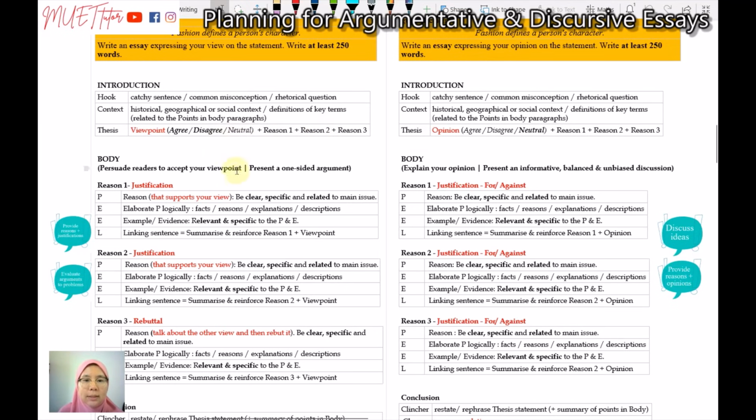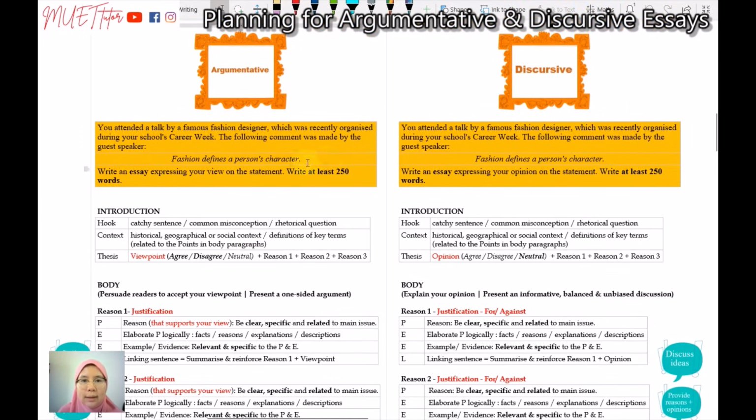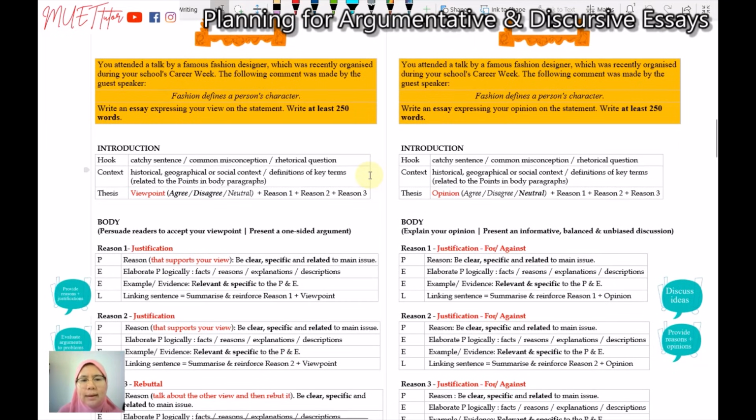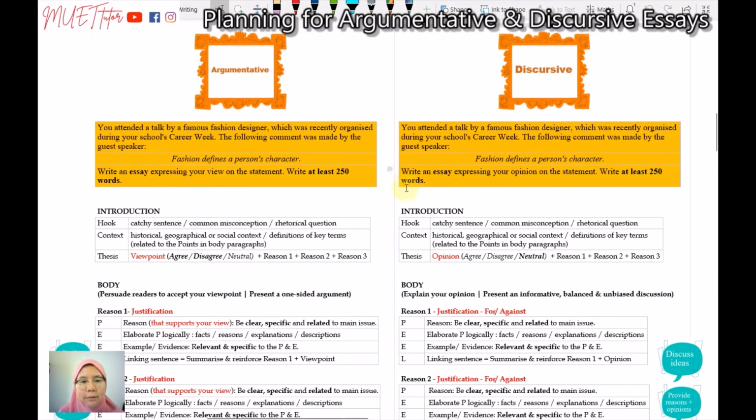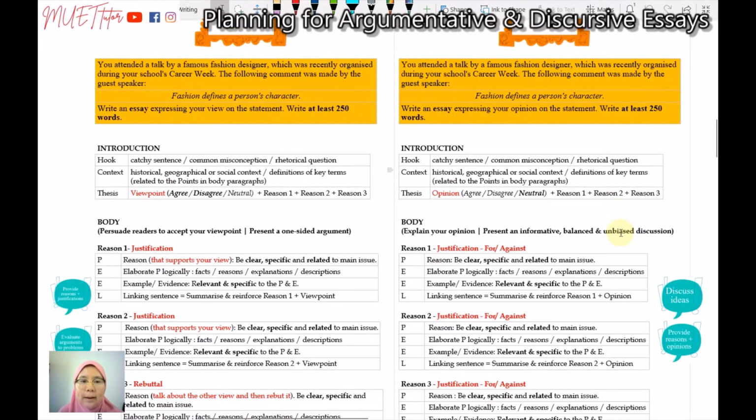So we go back to this planning stage and look at these frameworks. In terms of purpose, argumentative tends to argue or persuade readers to be convinced with the writer's stand, while discursive presents a balanced and objective examination or discussion of an issue. And in the introductory paragraphs, technically we have the same structure in both types. I'm using the terms viewpoint and opinion in the thesis just to make them look different.